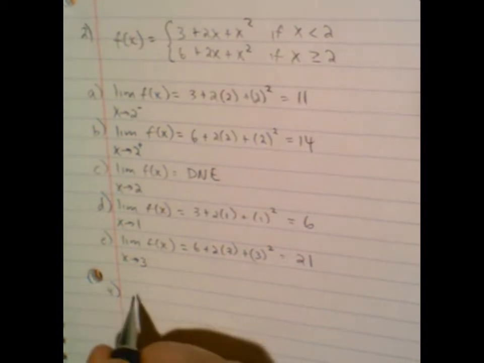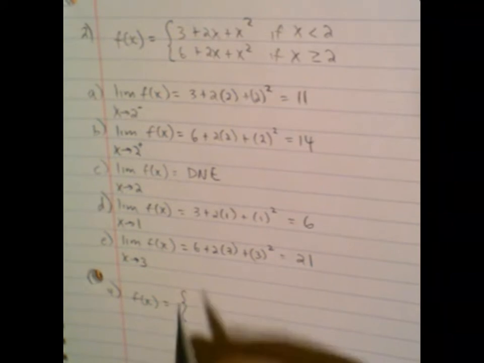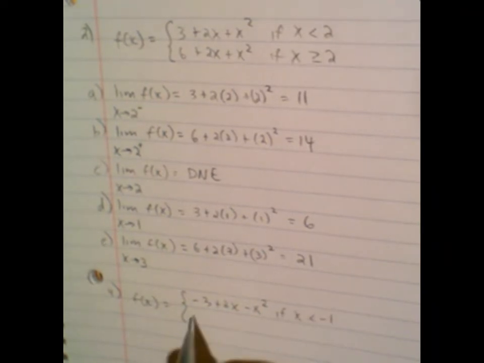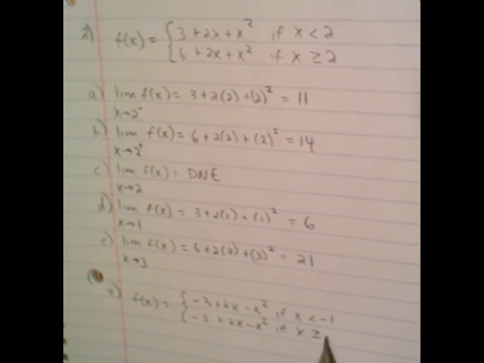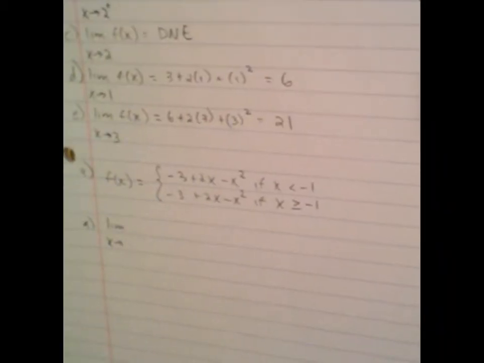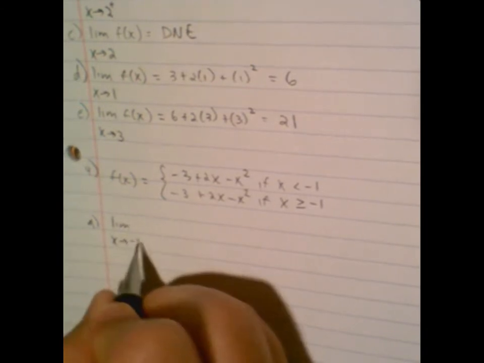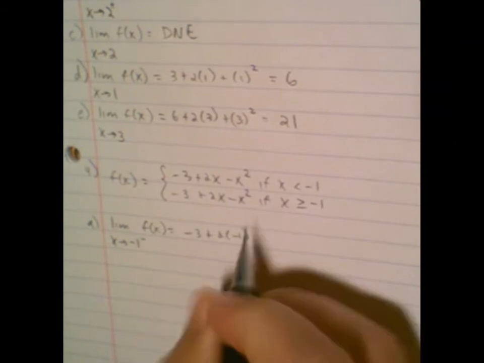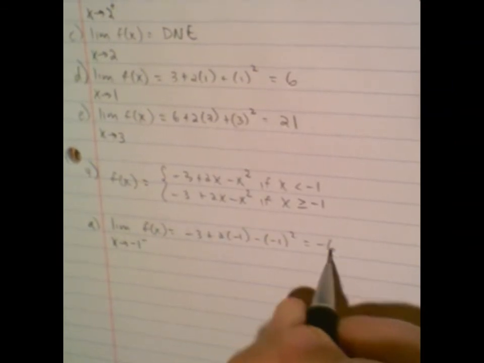Number 4. f of x is equal to negative 3 plus 2x minus x squared if x is less than negative 1, and negative 3 plus 2x minus x squared if x is greater than or equal to negative 1. So they are actually saying the same thing. Anyway, A, the limit as x approaches negative 1 from the left of f of x. The left is less than negative 1: negative 3 plus 2 times negative 1 minus negative 1 squared is equal to negative 6.